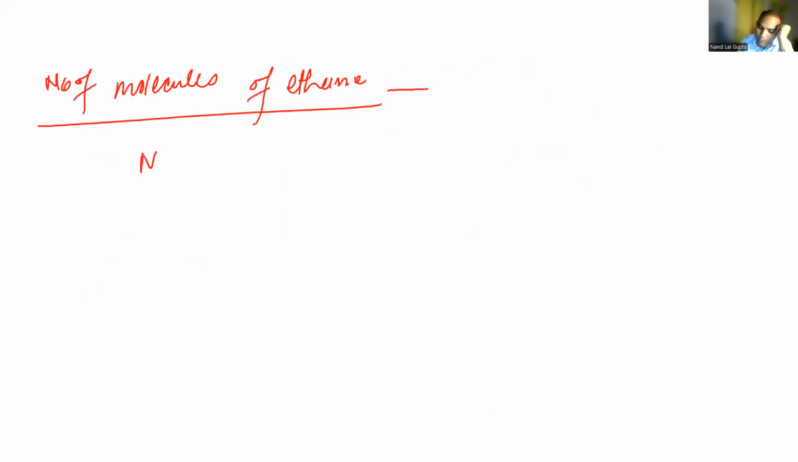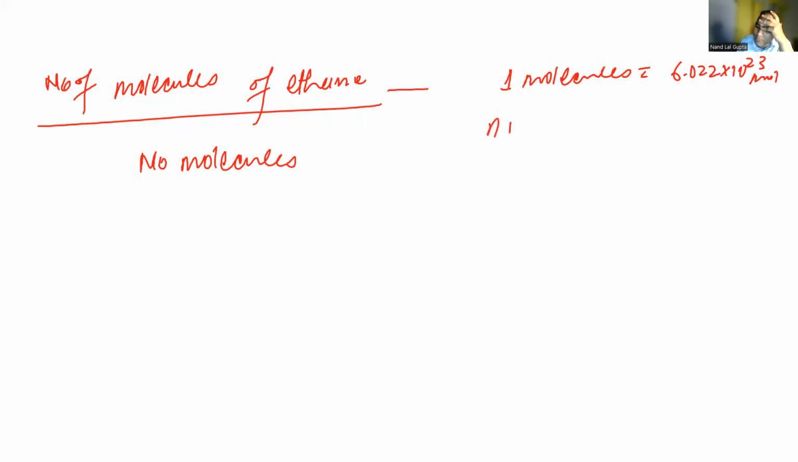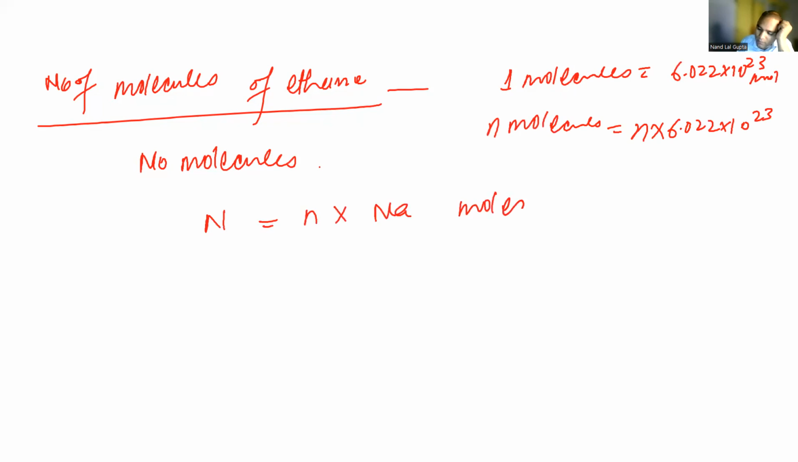So, number of molecules is equal to what? One mole of molecules, you know, how much? 6.022 into 10 power 23 molecules. So if it is n mole of molecules, then it will be n into 6.022 into 10 power 23. So number of molecules is equal to n into NA.